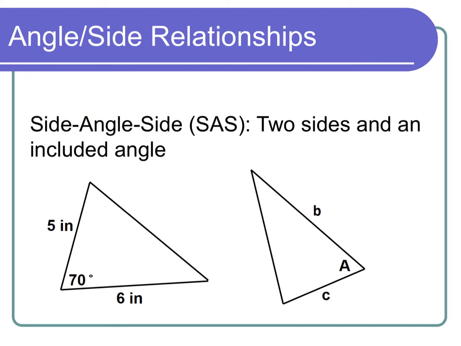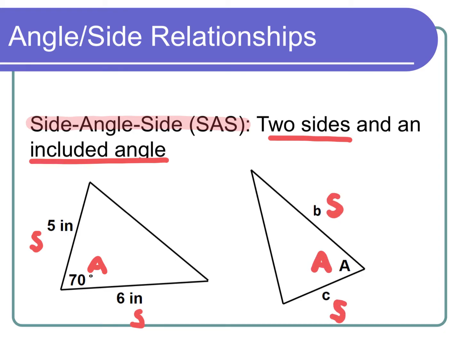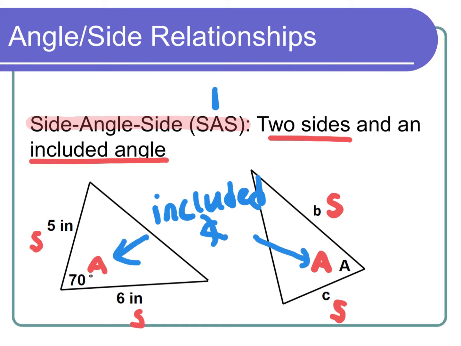The next relationship is called side angle side, or shortened to SAS. This is formed by two sides and an included angle. So if I look at these two examples, I have a side, an angle, and a side. And in my example on the right, I have a side, an angle, and a side. Note that in both of these, it is the included angle, the one that's between the two sides, so it makes sense for the A to be between the two S's or the two sides.